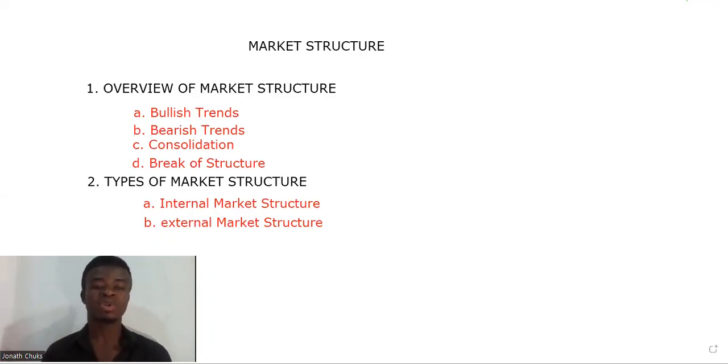concerning this market structure. So if you look at this outline that I've just given out here, you see that today we're talking about the bullish trend. In overview of market structure, I'll be showing you the bullish trend, the bearish trends, the consolidation, that's the consolidating phase, and as well the break of structure. So I'm going to show you the types of market structure, the internal market structure, and the external market structure.